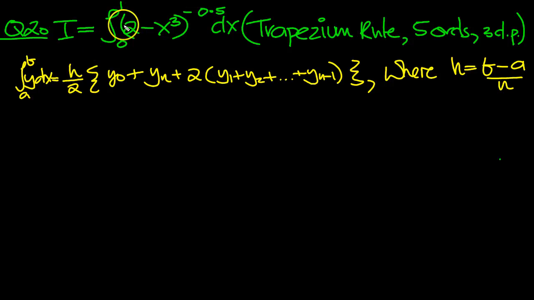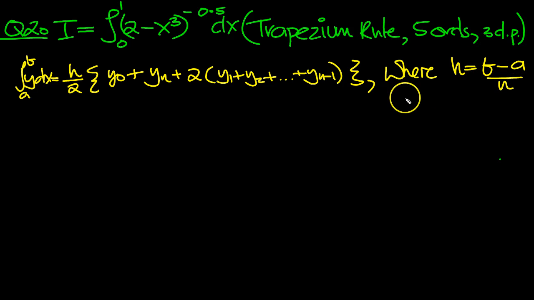This integral then, here's our integrand, between the interval of 0 to 1, so we need to work this out according to the trapezium rule. We need to specify there's 5 ordinates, so we're going from 0 to 5 with 5 ordinates, so that would mean there's 4 intervals. So if we divide this interval length 0 to 1 by 4, we'll get the value of h.